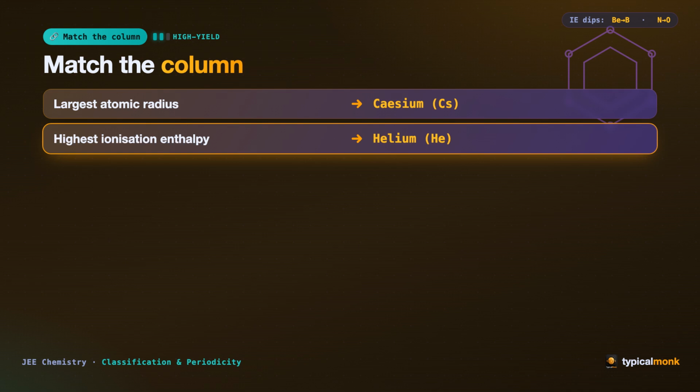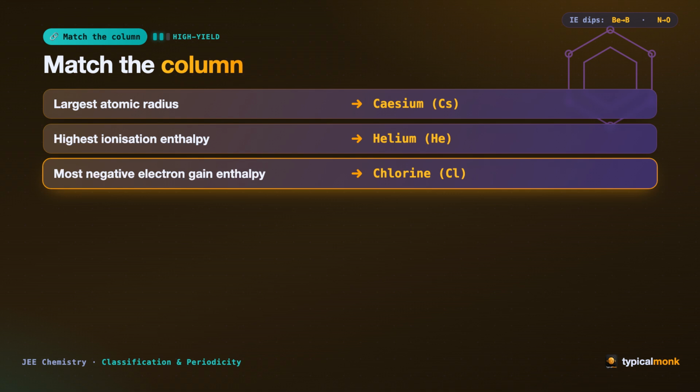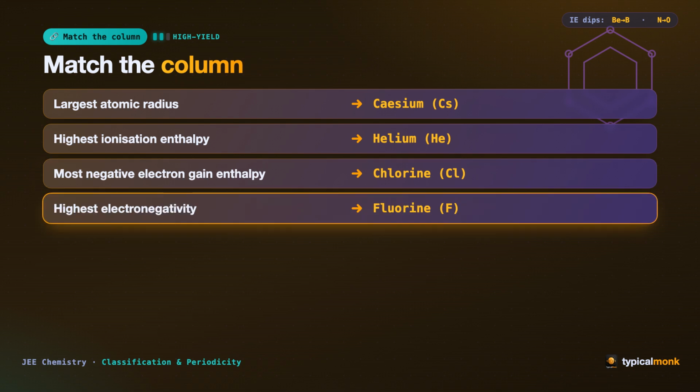Highest ionization enthalpy, helium, the smallest, tightest atom there is. Most negative electron gain enthalpy, chlorine, not fluorine, because fluorine is too small and clouded to welcome the electron as warmly. And highest electronegativity, fluorine, the single most electronegative element on the entire table.